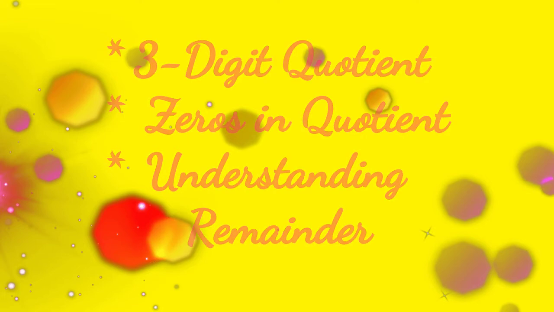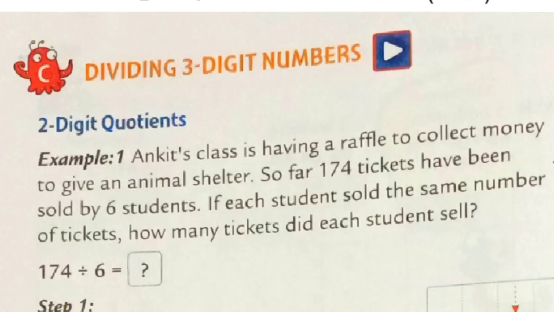So, let's start. As you can see, today we will start with our two-digit quotients. Means, here we will divide three-digit numbers to get two-digit quotient. Okay, it will be a long division. So, here is an example.